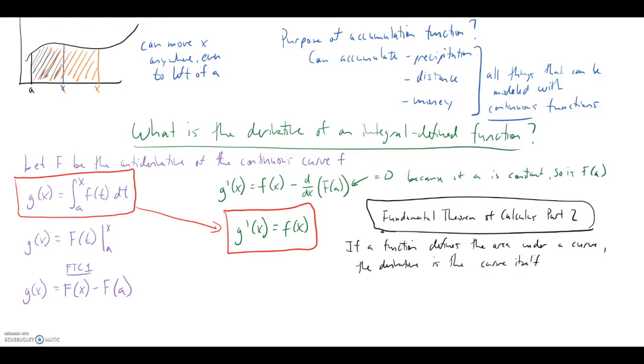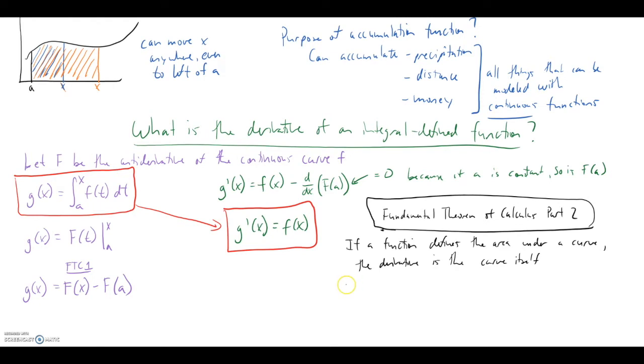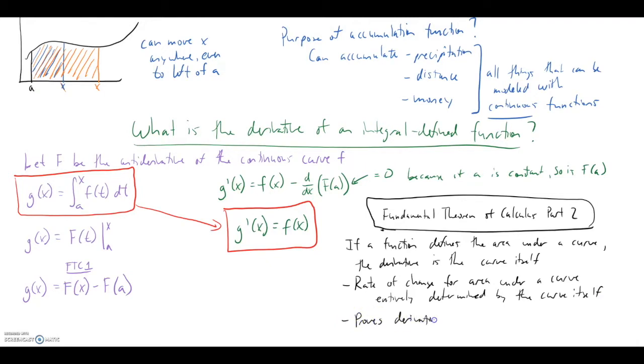Put another way, since derivatives describe rates of change, the rate of change for an area under a curve, or the rate of change for an accumulation function, is entirely determined by the curve itself. And the biggest takeaway from this is that this proves that the derivative and the integral are inverse operations.